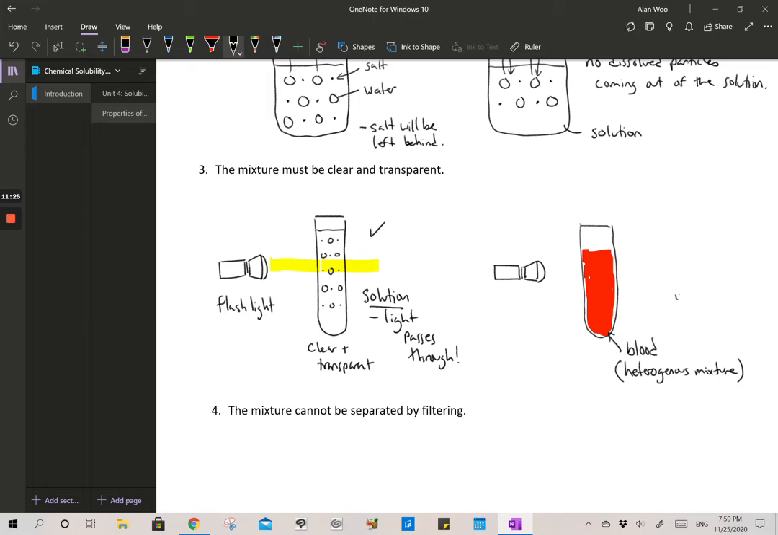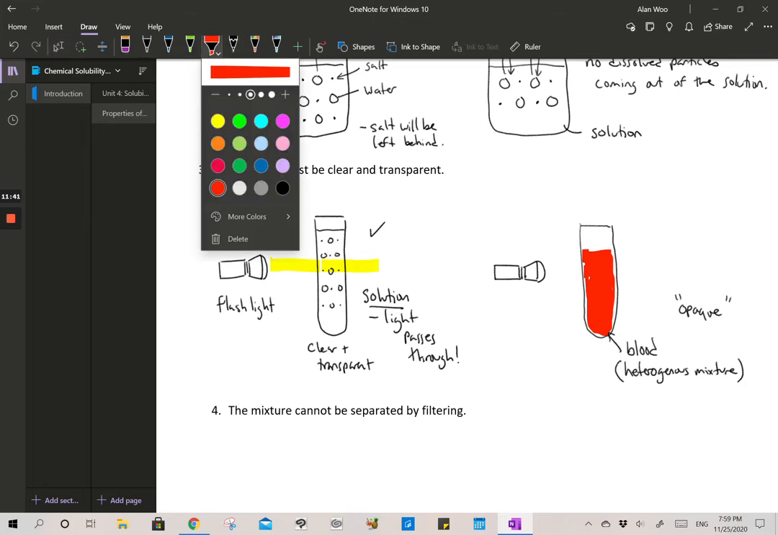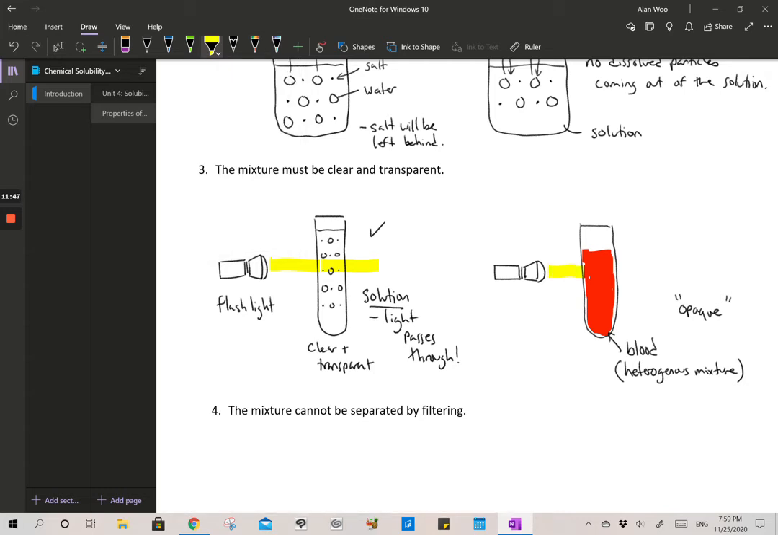So let's write that word here. Opaque usually means that there's some kind of solid suspended or floating in the solvent. So in this case, your solute doesn't really dissolve that well in the solvent. And if we were to shine a light now, that light won't pass through easily. It may eventually come out a little bit, but again, it gets blocked by all the solutes that are not dissolved. It won't necessarily bounce back, but it just won't pass through to the other side.